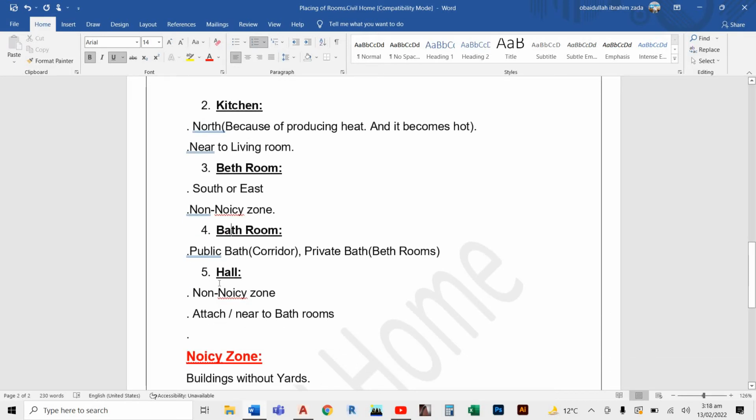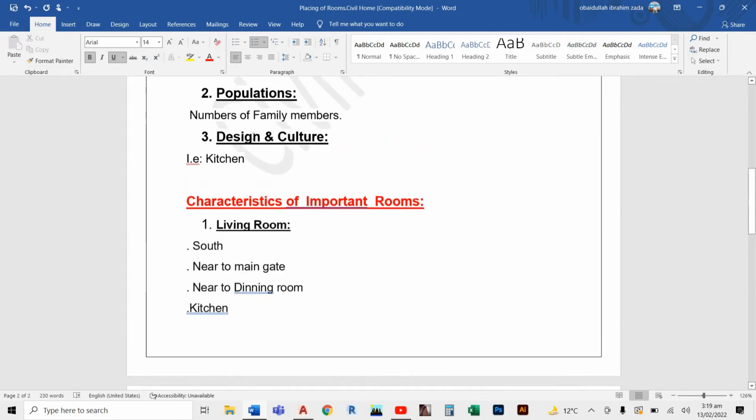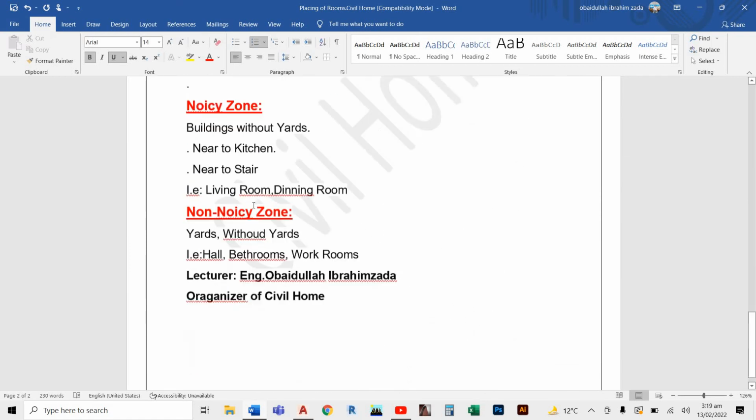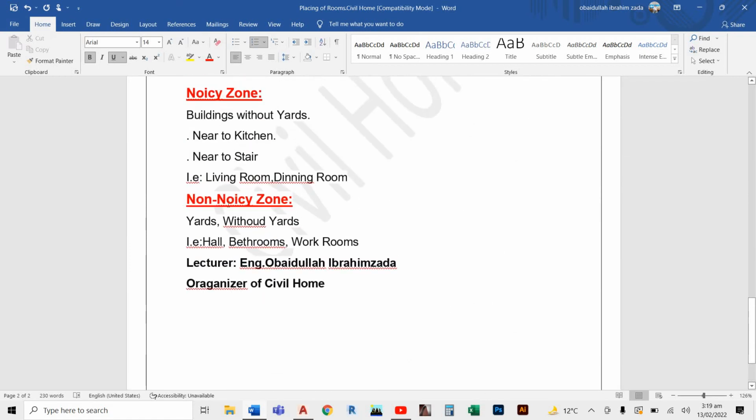Then we have to locate the hall in a non-noisy zone also, and it must be attached or near to bathrooms. So these are the important things that we should consider. And the last one we have: what's a noisy zone and what's a non-noisy zone?